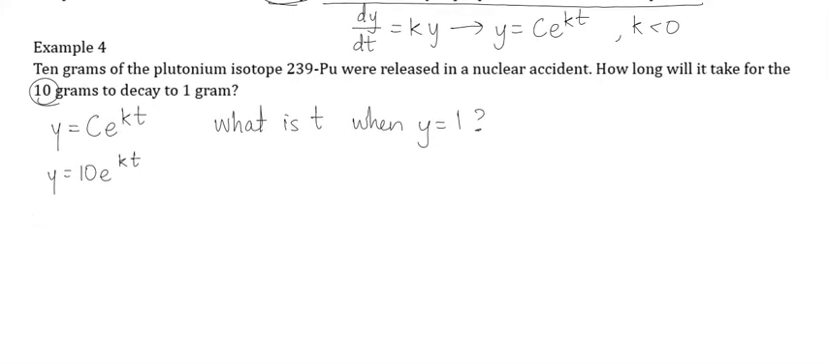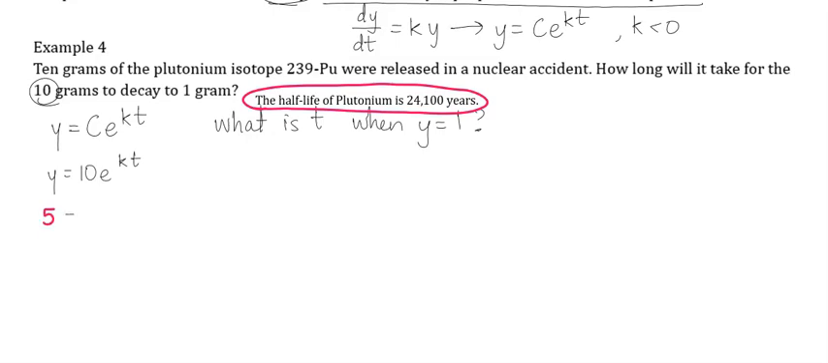What we do not have is k. And we will find k using this information here about the half-life. So what that means is that when t is equal to 24,100, half of the amount of plutonium has decayed. So we started with 10. Half of 10 would be equal to 5. So we only have 5 grams left after we have gone through 24,100 years. So this information about the half-life can be used almost like an initial condition, where we could plug this in and then we'll be able to solve for k.